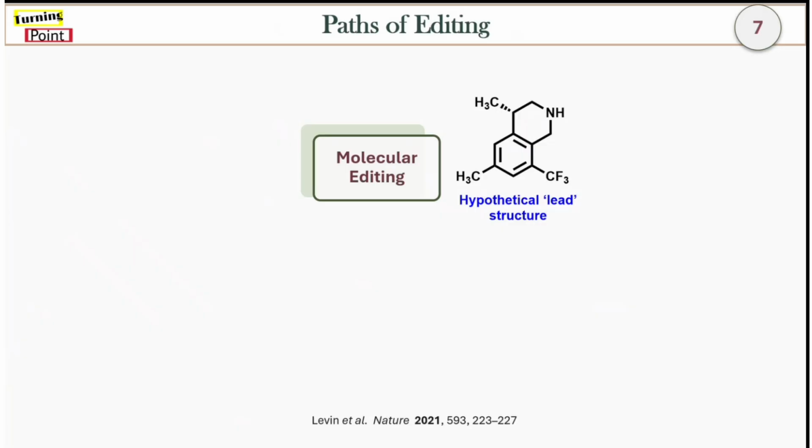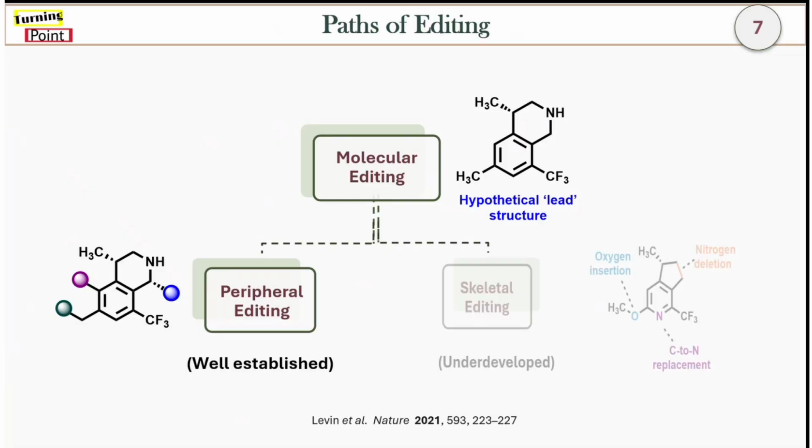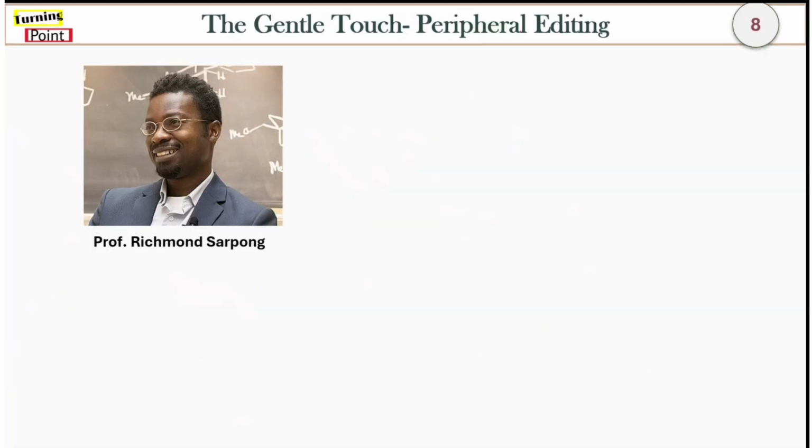This molecular editing has two parts. The first one is peripheral editing, which is well established, and the second one is skeletal editing, which is still underdeveloped. Now we will start with the first generation of editing, known as peripheral editing. Professor Sarpong revolutionized this editing era, and he is known as the pioneer of peripheral editing.